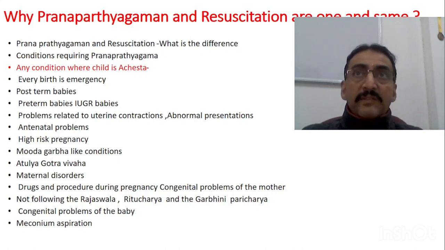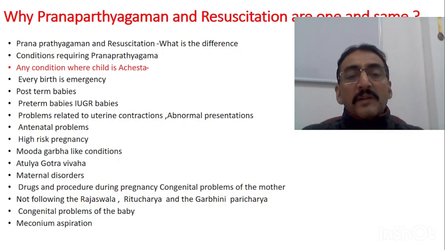Similarly, high risk pregnancies, mudhagarbha-like conditions that I already explained, obstruction, atulya gotra vivaha. What I mean to say is atulya gotra vivaha may lead to some congenital or hereditary problems, and in hereditary problems there is sometimes a requirement of resuscitation. Any other maternal disorders, mother suffering from epilepsy, thyrotoxicosis, thyroid problem, heart problem, bronchial asthma, taking medicine for the same. All these may lead to placental insufficiency-like conditions, and there may be a requirement of resuscitation at the time of birth.